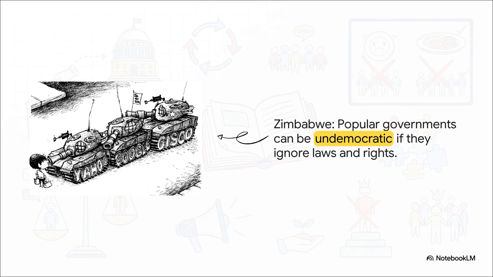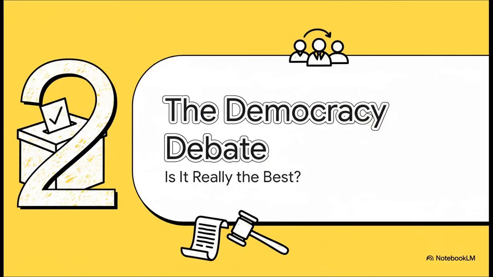So the lesson here is very important. Just being popular isn't enough. A government must respect the law and the rights of its people to be truly democratic. Phew. Okay. Great job, everyone. We now know the 4 tests to spot a real democracy.